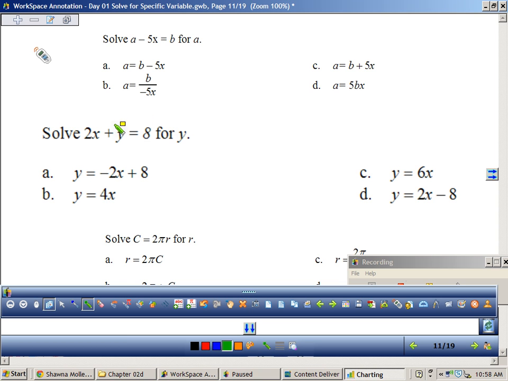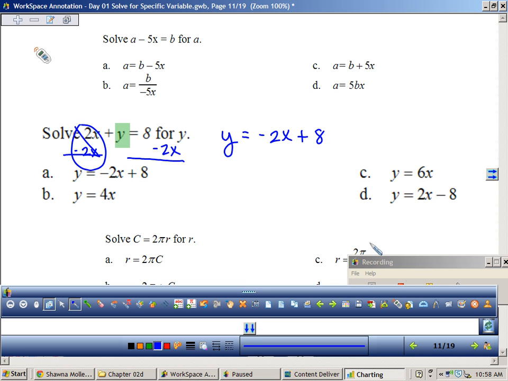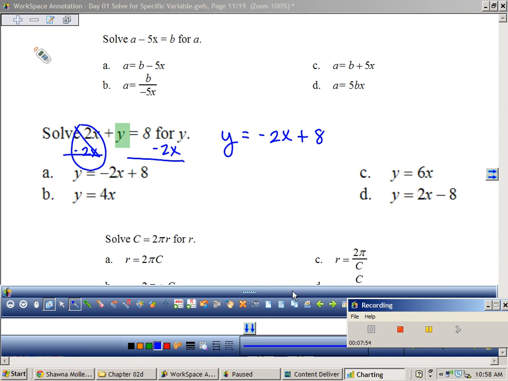All right, so if I'm going to solve for y, I'm going to highlight y. How do I get rid of 2x? You have to subtract 2x from both sides. Then the 2x's go away, and we're left with y equals negative 2x plus 8. Right?